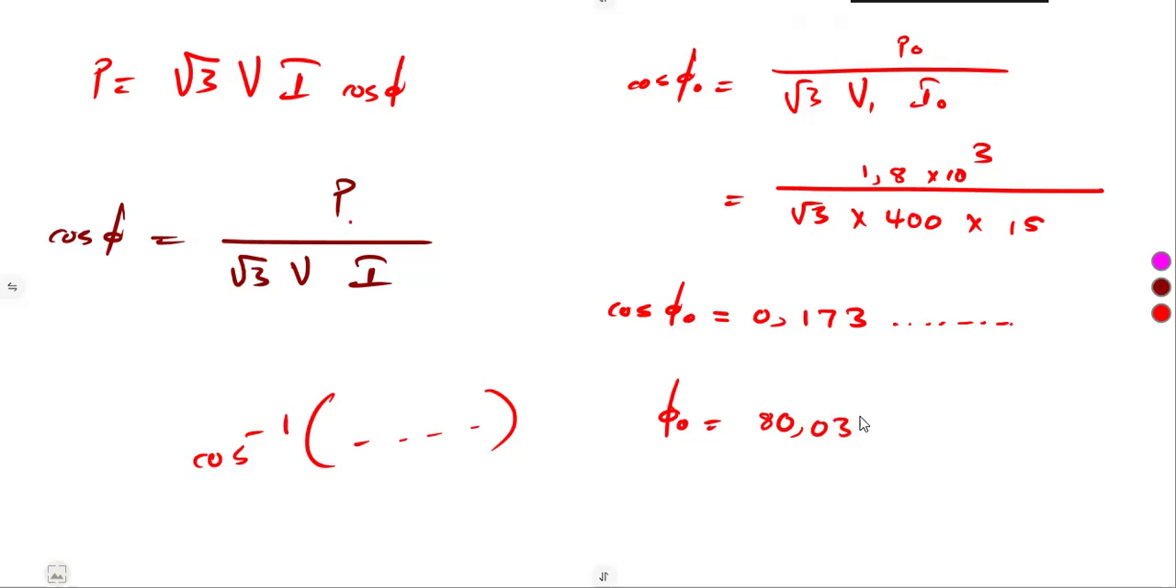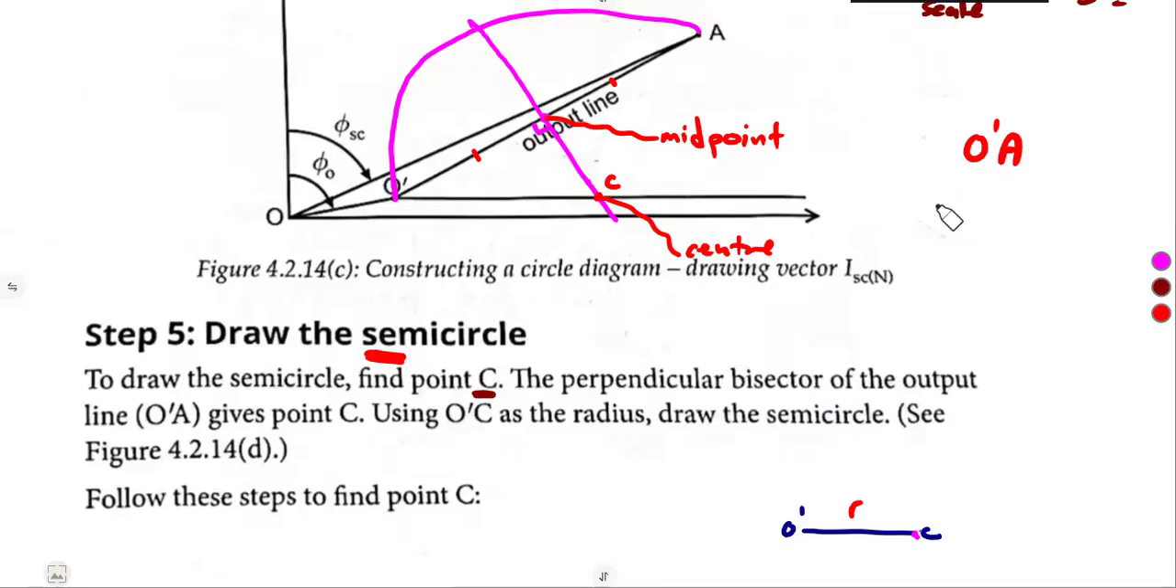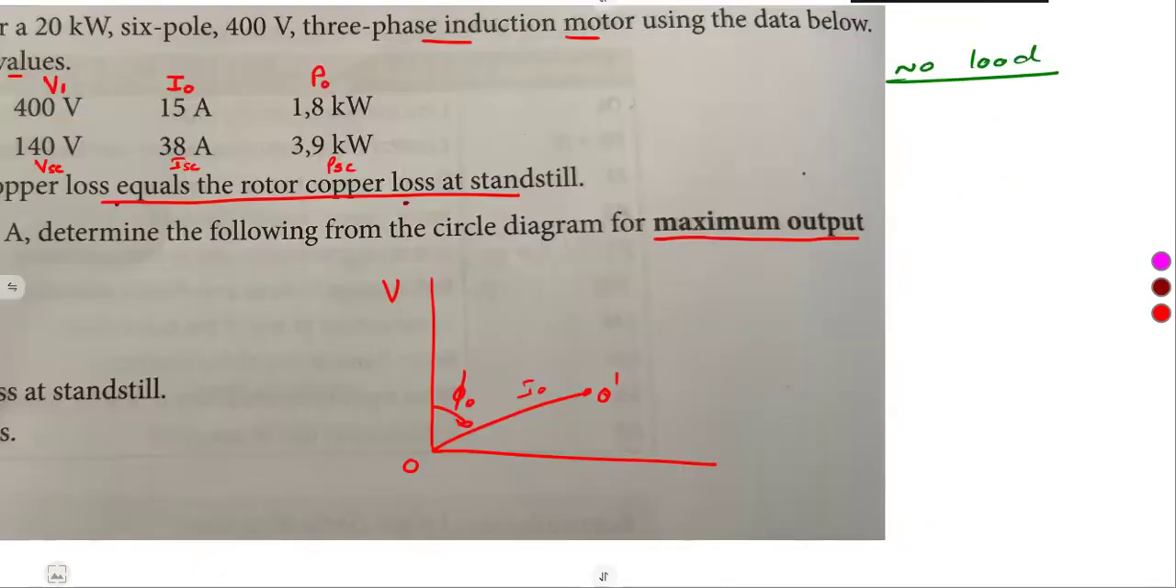Which is approximately 80 degrees, because guys, we cannot indicate exactly this angle of 80.03. So it's just going to be an approximation, around 80 degrees. That's the angle that we have for the no load. For the no load, the first thing you're going to need is the angle. We got 80.03.